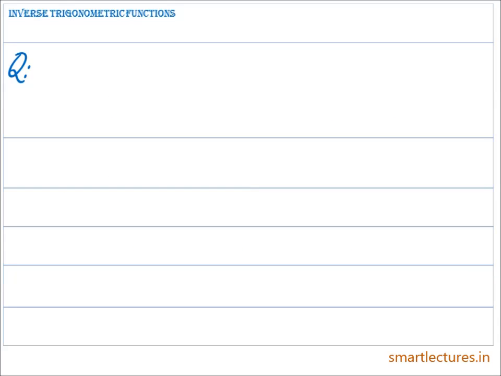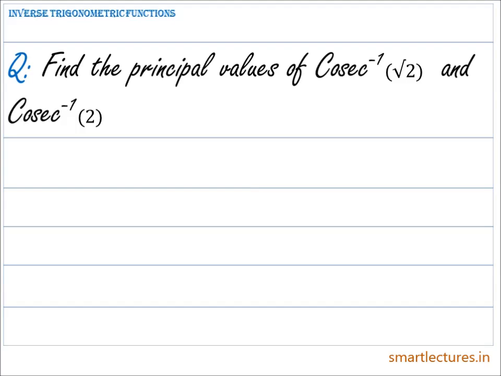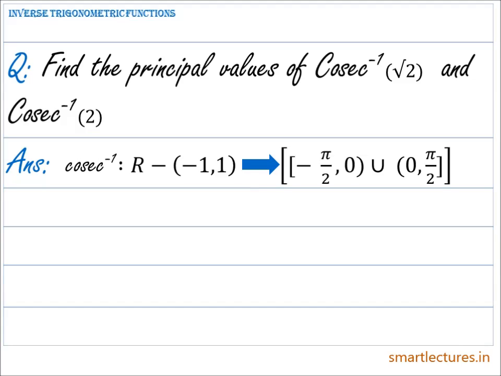Now let's solve one more question. Find the principal values of cosecant inverse under root 2 and cosecant inverse 2. Now you already know in the principal value branch, the cosecant inverse function has a domain of the set of all real numbers except at minus 1 and 1, and its range is from minus half pi to 0 and from 0 to half pi.